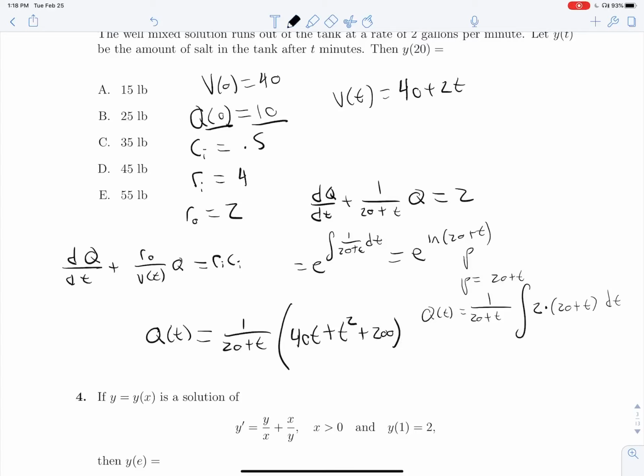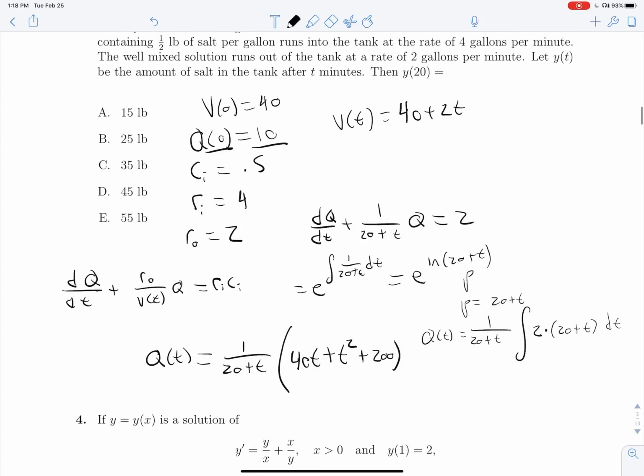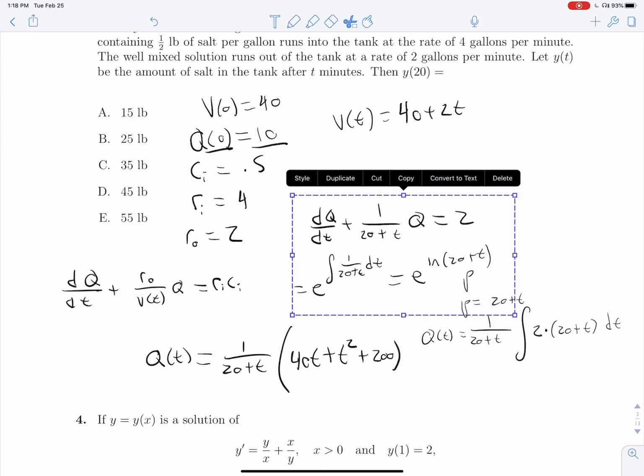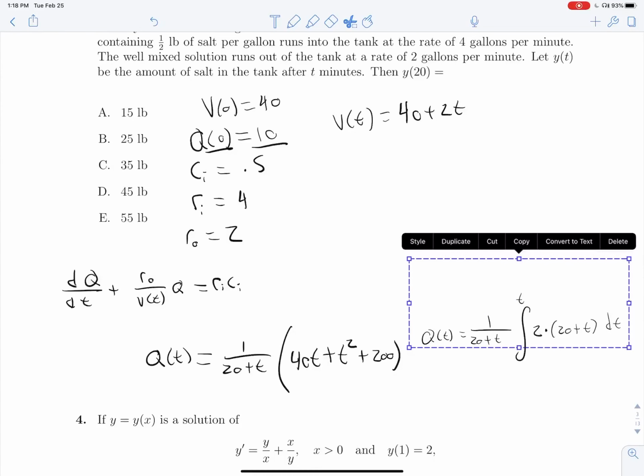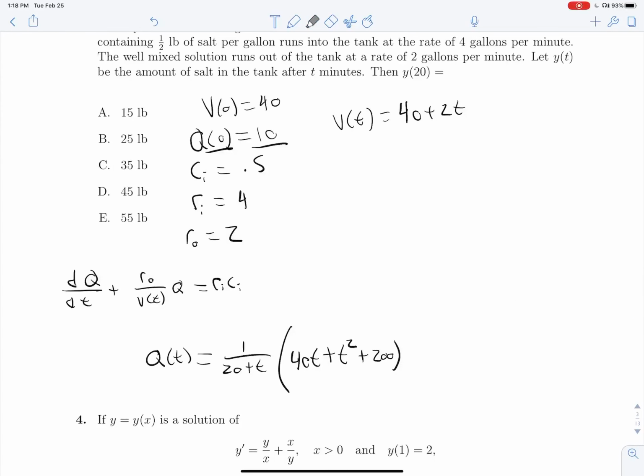And then finally, we're looking for y of 20. This is going to be a little bit of a slog. I'm going to get rid of all this actually. So y, not q, yes, y of 20. Other problems tend to call it q of t, but in this case they're calling it y of t. It doesn't make any difference to us.